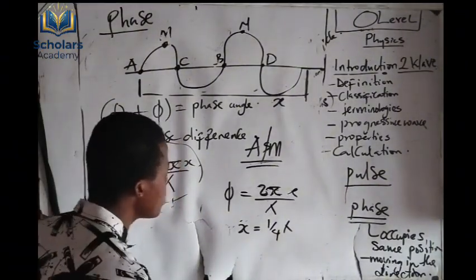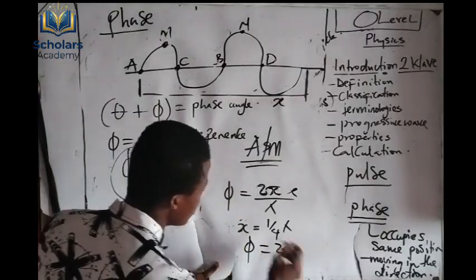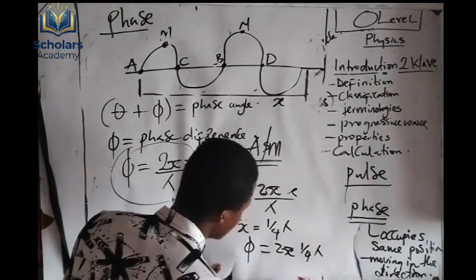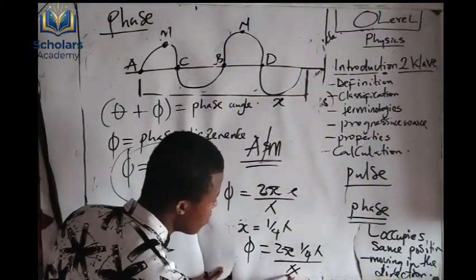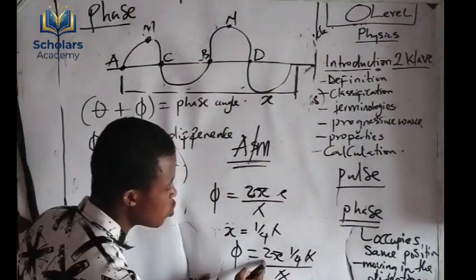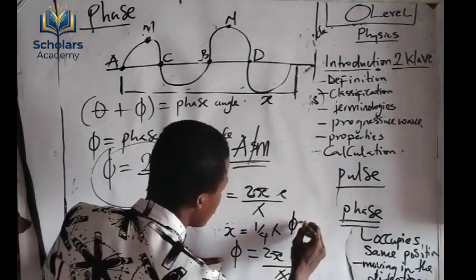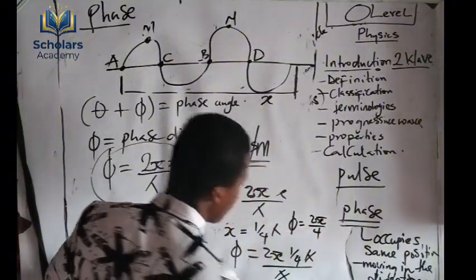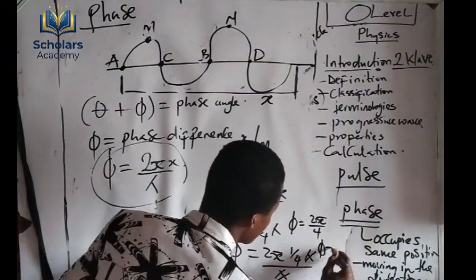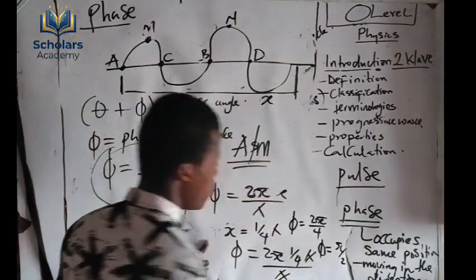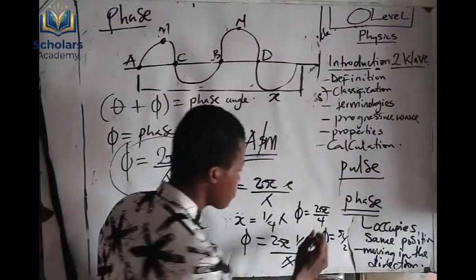Since you now know that, you come here: your phi equals 2 pi x over lambda. What's your displacement? That's 1/4 of a wavelength, over lambda, that's the wavelength. So the wavelength cancels, and this will now be 2 pi over 4. So 2 in here, 2 in here. Our phi will be equal to pi over 2. We are not done.